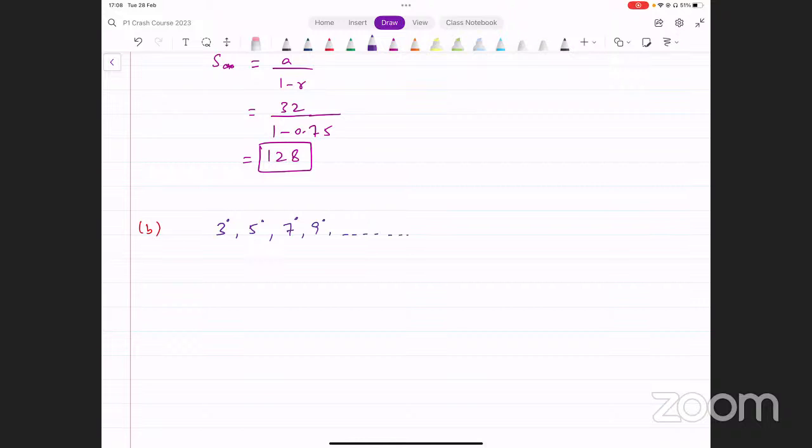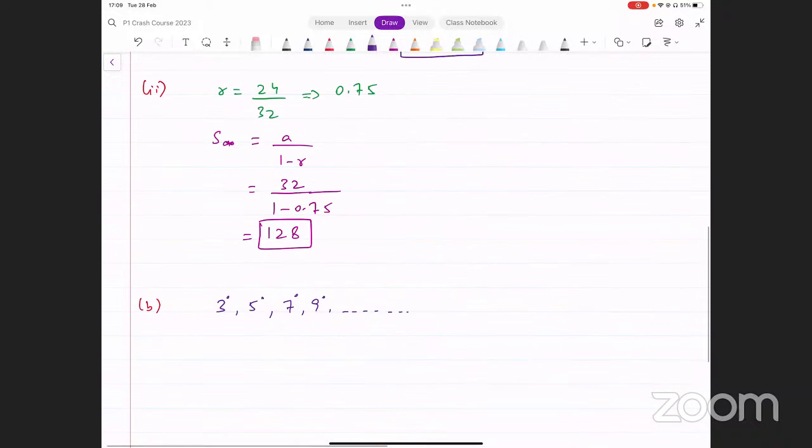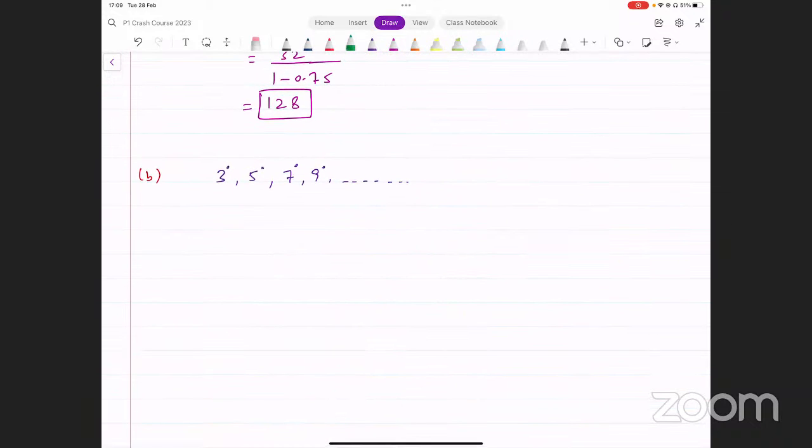Now, the circle is divided into n sectors. We don't know what the value of n is. We need to find that value. Now, think about this. There are n sectors. The first sector has an angle of 3. The second sector has an angle of 5. The third sector has an angle of 7. The fourth sector has an angle of 9, and so on. Until we get to the last sector, we don't know what that sector number is. We could call that n or Tn.